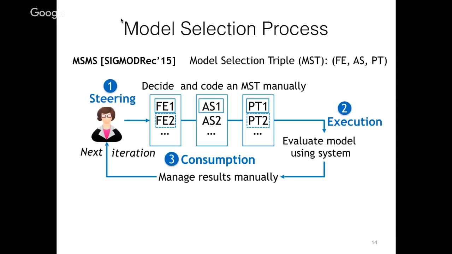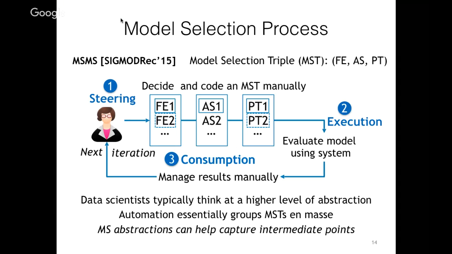So what does the model selection process look like? Essentially, again, you have the data scientist in the loop, inevitably, and the data scientist decides what features they want and what model or algorithm they want, and the hyperparameter combinations, executes on a system, any of their favorite ML systems, and gets the accuracy, consumes the results, post-processes the results, and then modifies the configuration. Say, reduce the feature set, or use a different algorithm, or use a hyperparameter tuning procedure. And this iterative process keeps taking place. Now, typically, data scientists do not think at this low level of abstraction of enumerating model selection triples.